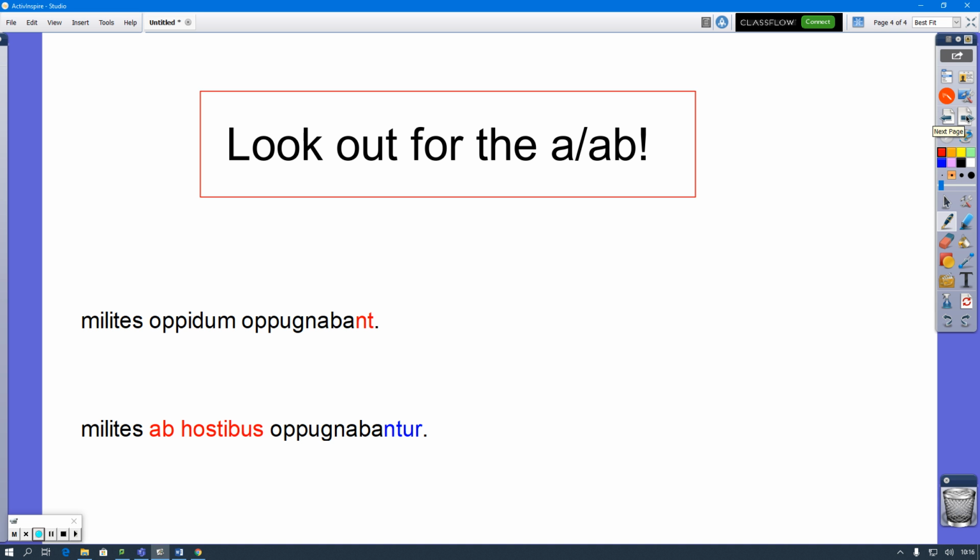Finally, with passive sentences, let's come back to that a or ab idea. It's really important to look out for that a or ab because it's such a good clue to whether you have an active or a passive sentence. Look at my subjects. Milites, they're both subjects. Milites oppidum oppugnabant, subject, object, verb. The soldiers attacked the town. You'll notice I've used attacked instead of were attacking. The soldiers attacked the town.